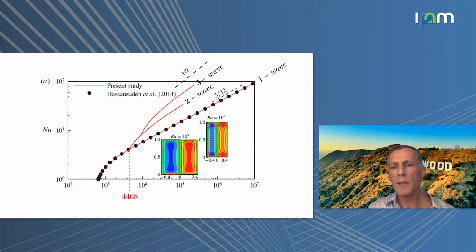Okay, so let me, after that point, go back to the comparison with Hazen-Zadar. Hazen-Zadar's Nusselt number versus Rayleigh number plot looks like this. They've got the black dots, and they find a scaling of Rayleigh number to the 5/12. We can reproduce that with one wave, so one spectral marginal mode, but you can find 2-wave and 3-wave bifurcations, which is entirely typical here.